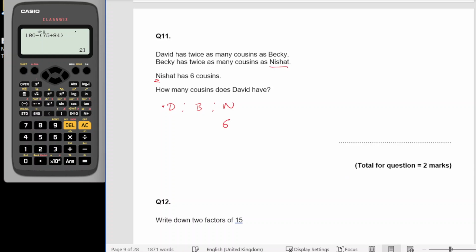Then the link, Becky has twice as many cousins as Nisha. If Nisha's got 6, Becky must have 12. David has twice as many cousins as Becky, so David must have 2 times that, so we're looking at 24. How many cousins does David have? 24.